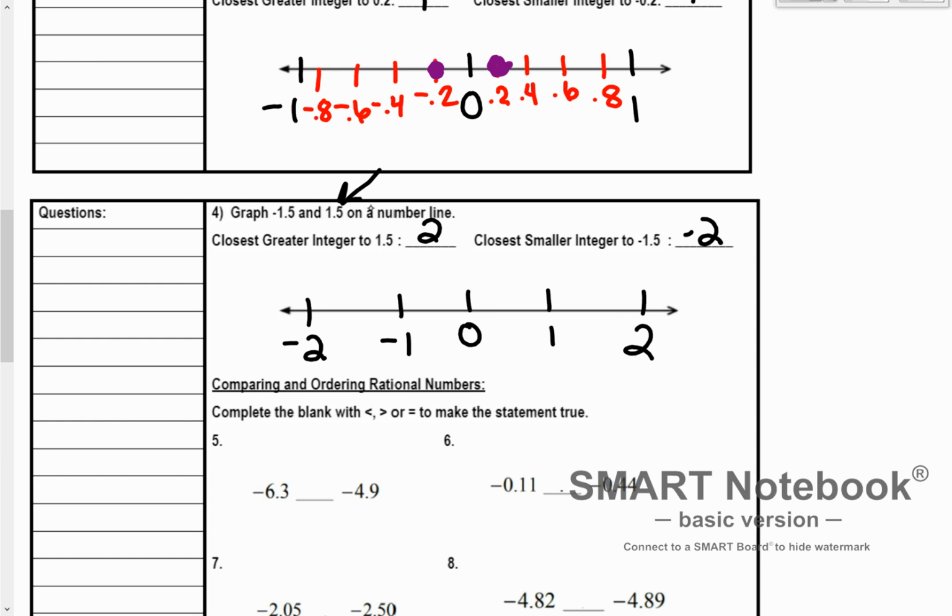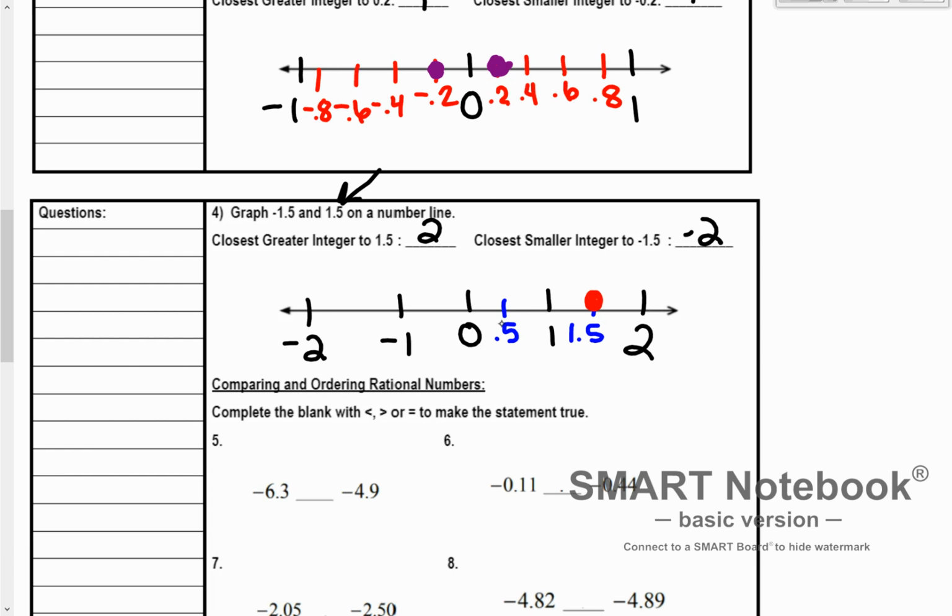Now I need to think, can I count by 5s and get to 10? Yes. So I can start with my positives. 0, first would be 0.5, then plus 0.5 more would be 1, plus 0.5 more would be 1.5, plus 0.5 more would be 2. So a positive 1.5 would get graphed right here.